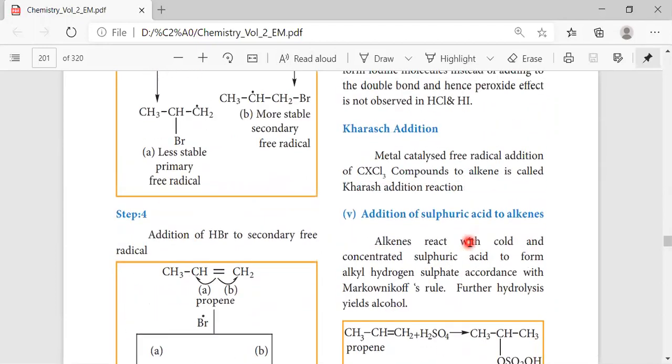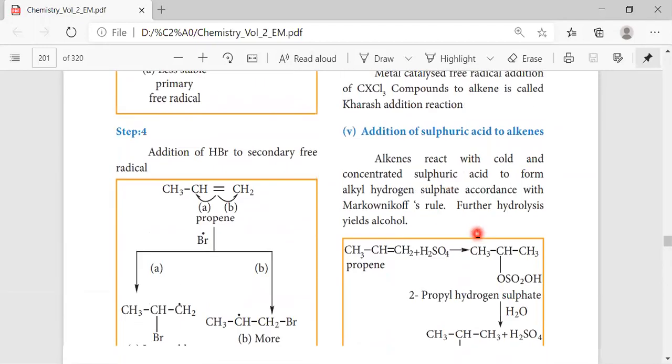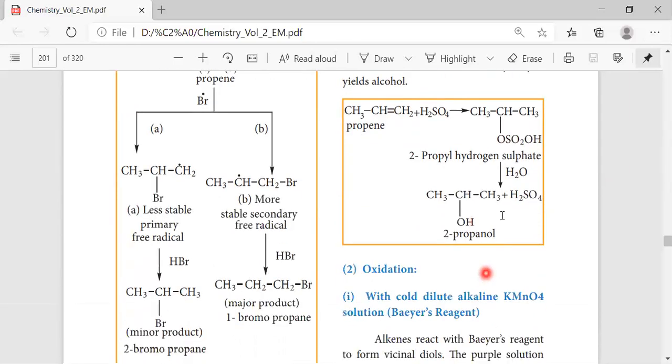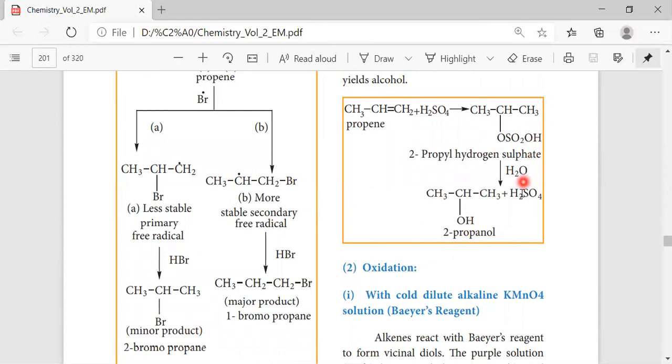See here in Karash addition, the addition of sulfuric acid to alkenes. So now here what happens, this is in accordance with Markovnikov's rule, H2SO4. In that, SO4 minus is a negative group, yeah? So that will get attached to this CH, which means SO2OOH, right? So again in the presence of a water molecule, what happened? The OH group will get added here and then this H2SO4 will get eliminated.